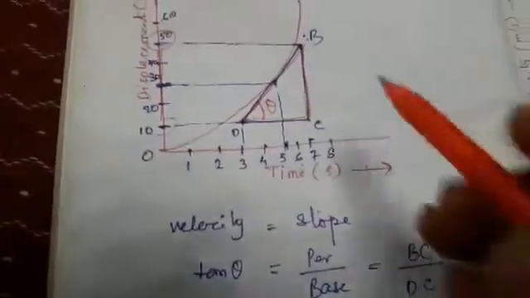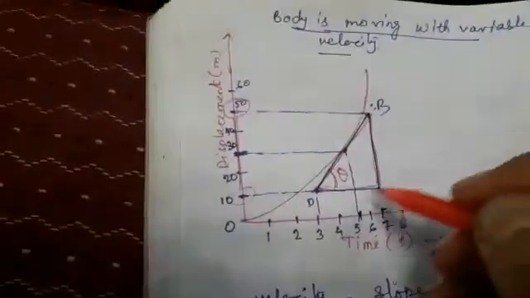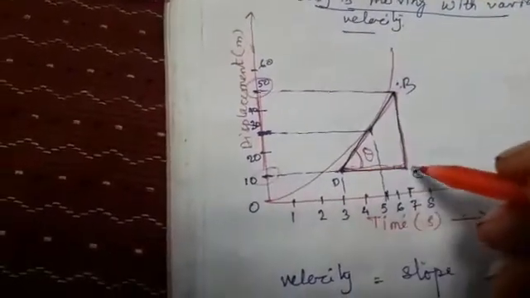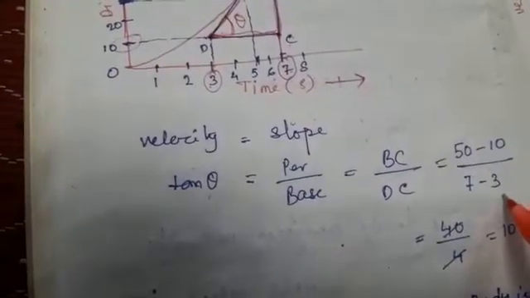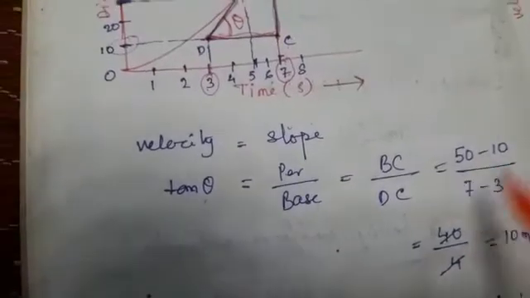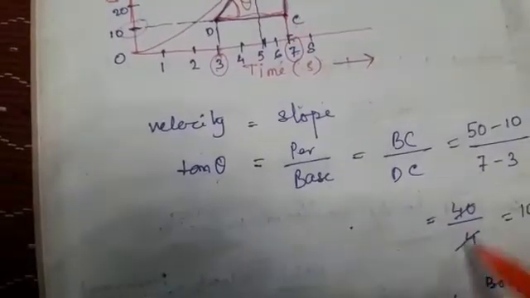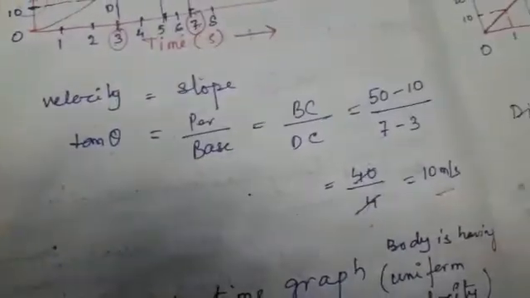So we are writing here 50 minus 10 by DC. Similarly, this distance is DC, right? So this is C, you extend, it is 7, and this is D, you extend, this is 3. So 7 minus 3 is DC. So here you will get 50 minus 10, 40, 7 minus 3, 4, you cancel, you will get 10 meter per second is the required velocity.